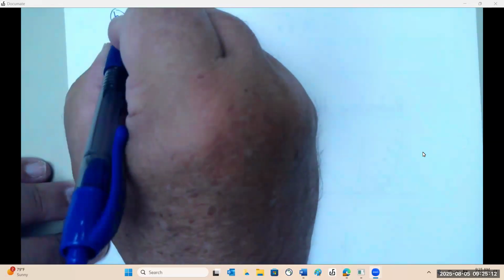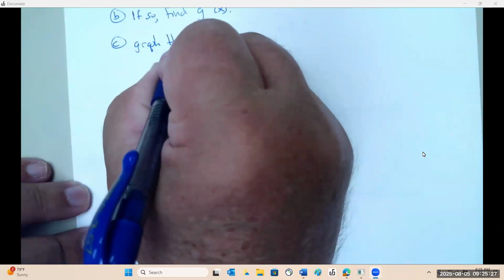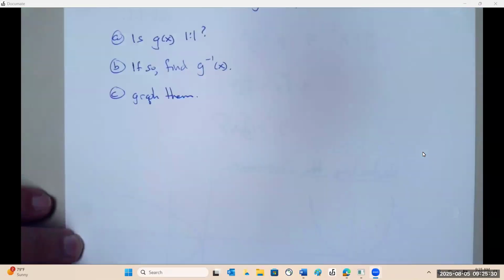g of x is equal to x cubed plus 2. We have 3 questions here. Is g of x 1-to-1? If so, find its inverse. And then graph them.